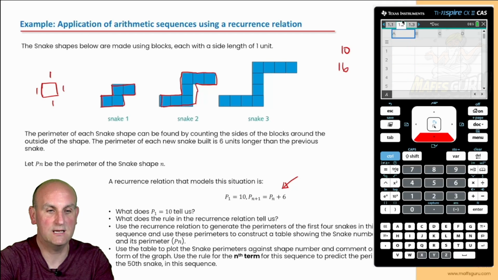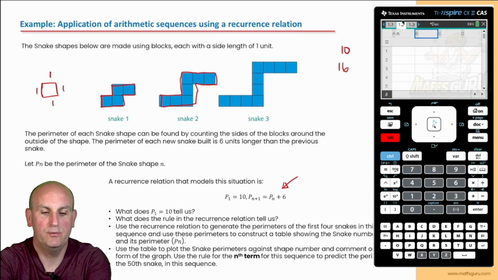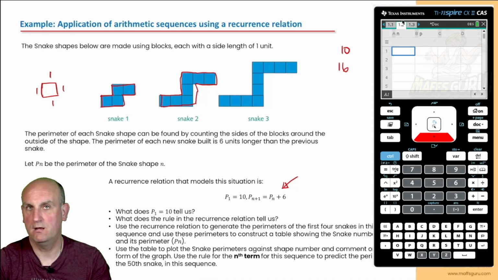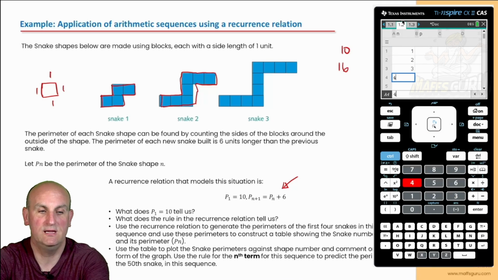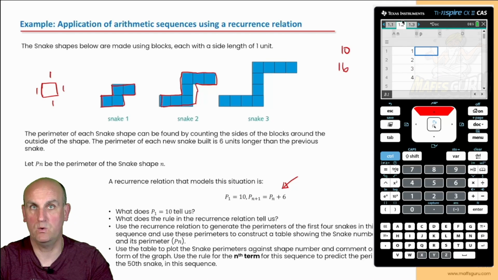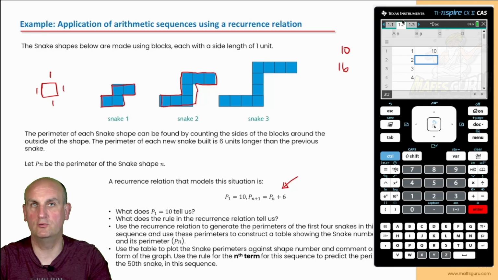Right, what am I going to do now? I'm going to put n for my snake number, and P for my perimeter. Now you could make it longer if you want to, but I don't see why I would. So my perimeter numbers, or my ends, are going to be 1, 2, 3, 4, because it wants my 4 snakes. Do I know what P1 is? Yes, it told me in the question. It was 10. Now what is my rule? Add 6 each time. I can do that.